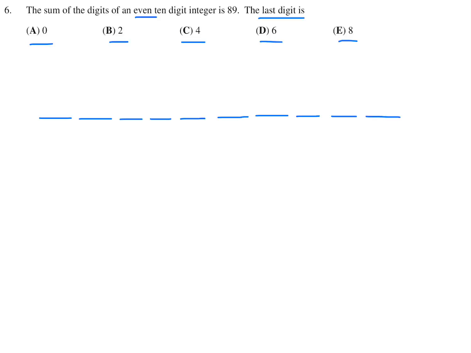So that's a pretty big sum, right? If all of these were 9, the sum would be 9 times 10, which is 90. So 89 is pretty close to that. It's only one difference. So what that makes me think is that they're all 9s with the exception of one digit. And that one digit is 8.